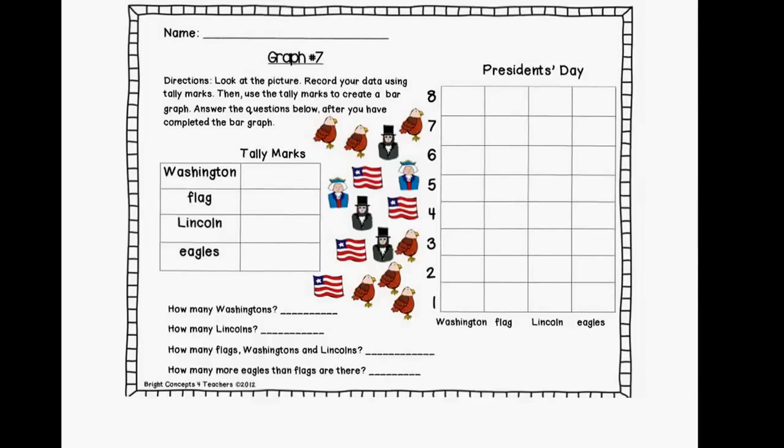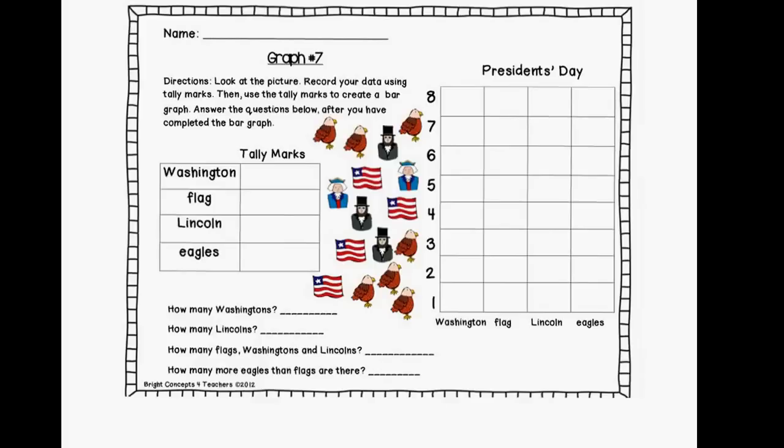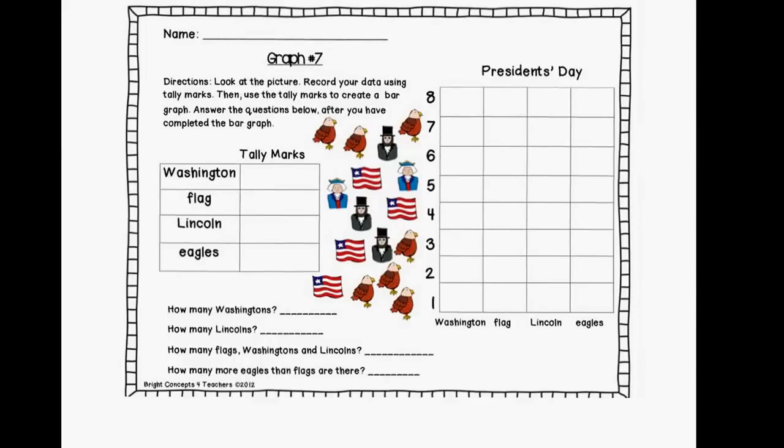The tally marks, you are graphing Washington. Do you remember from President's Day what Washington looked like? This is Washington right here. The next thing you're going to mark off are the flags, so look for the American flag. Then you're going to look for Lincoln, Abraham Lincoln. Remember, he wore the tall hat, had a beard. And then another American symbol is the bald eagle. So you're going to count up the eagles and put the tally marks.